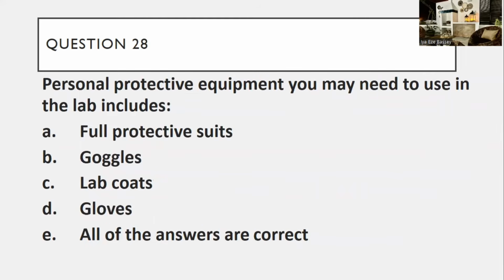Personal protective equipment, that's PPE, you may need to use in the lab includes A, full protective suits. I like that. B, goggles. C, lab coats. D, gloves. E, all answers are correct.